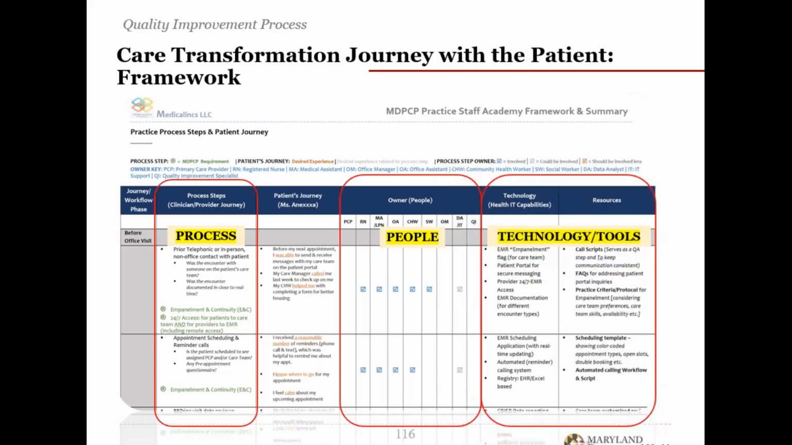Then these are the technology and tools that you need for that step or that process. The EMR, if you need call scripts, if you need practice criteria or protocol and things like that. Why is this important? You need to know that you need to have certain things in place to be successful. And most times you have practice staff who know what they know and it's all in their head. But it's important to also have what you call a manual of how we just do work here.